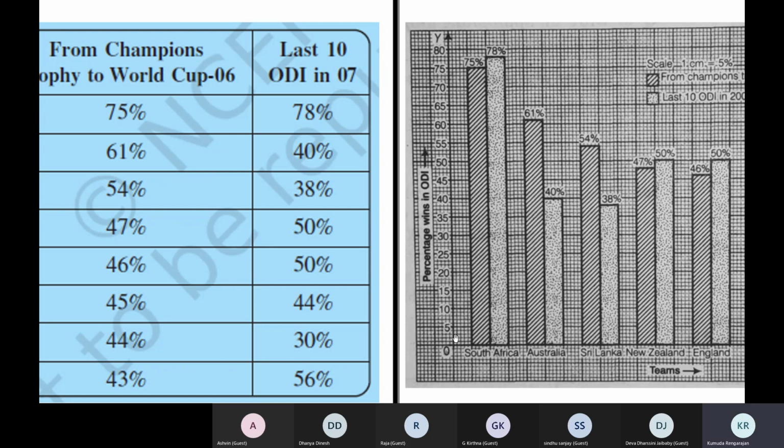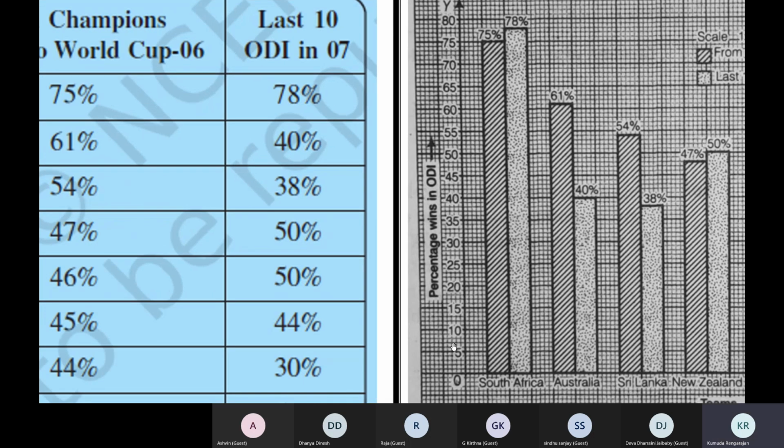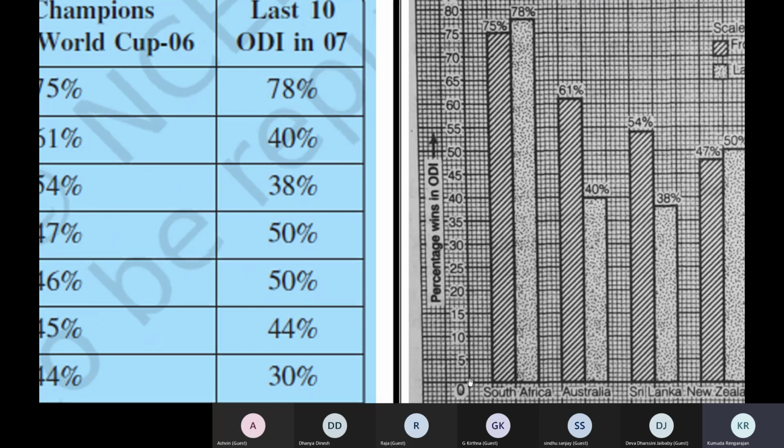Now, children, how do we read the values? After 0, what is the next subdivision? Can you see here? How do you read the subdivision after 0? Can you say 0, 1, 2, 3, 4? No, but we don't get 5. How do you read each subdivision?